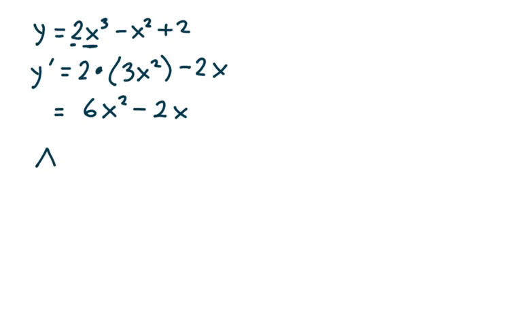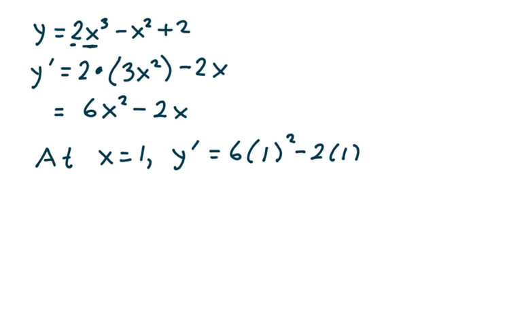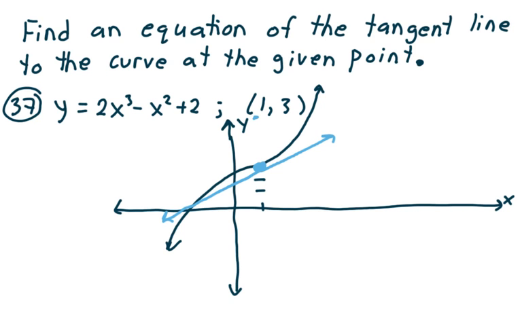Now, let me spell that out here. At x equal 1, y prime is equal to 6 times 1 to the second minus 2 times 1. Because remember, we're trying to get the slope of the line. Well, that's 4. So this is the slope of that very line that I drew in blue. That's the line we're looking for, the equation of that line.